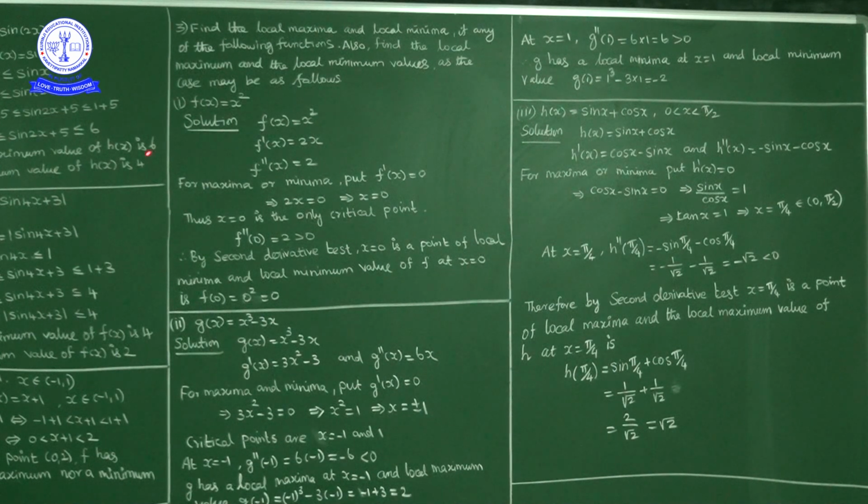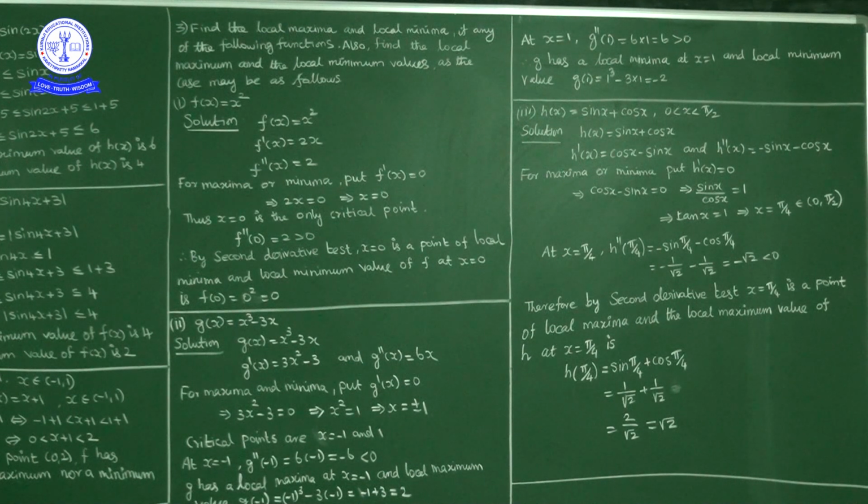Now the first question: f of x equal to x square. How will we find the local minimum and local maximum here? What we will do is, first of all, for the given function find f dash of x, the derivative, and set it equal to 0. Then find f double dash of x and verify the sign of f double dash of x at the points where f dash of x equals 0.